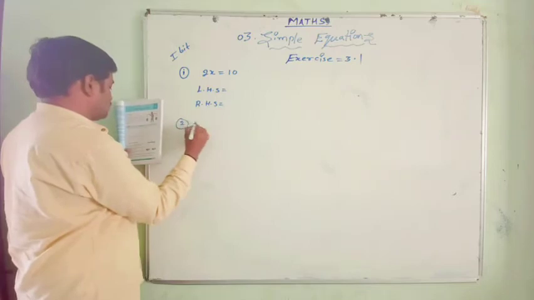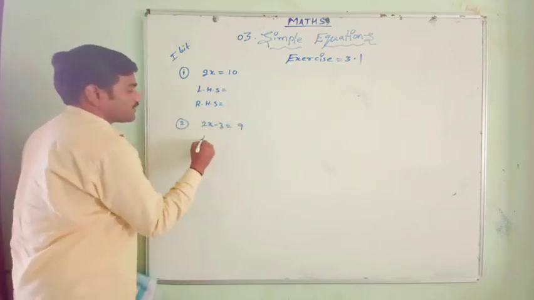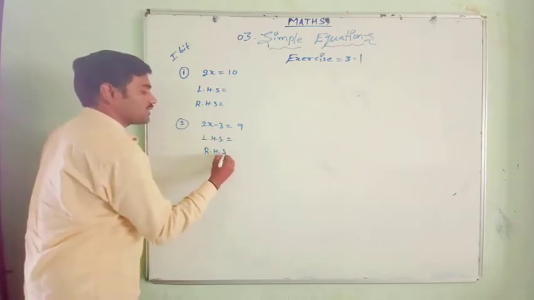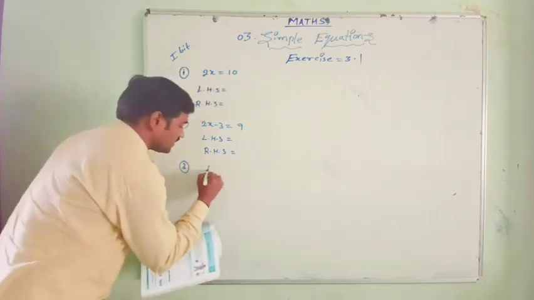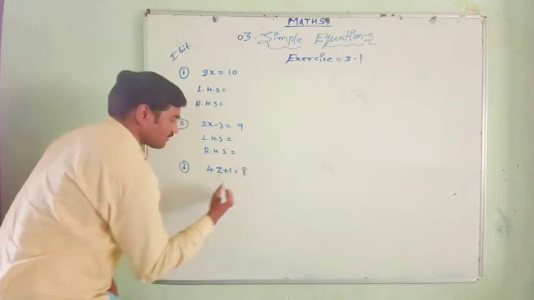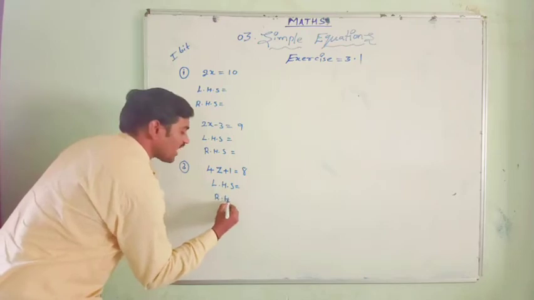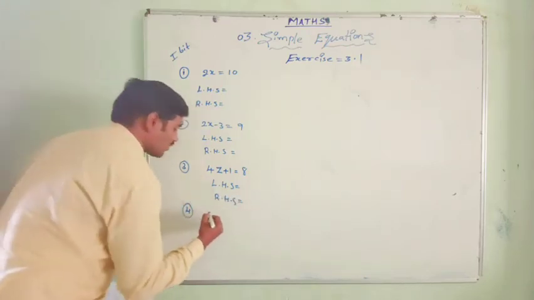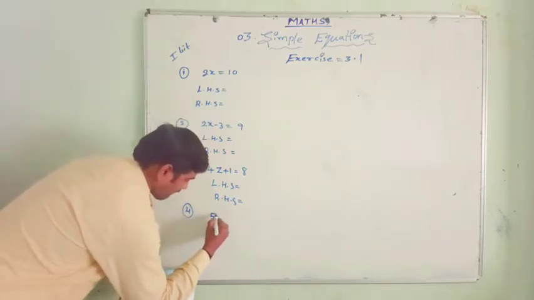Okay, let me write the second question. I will write all the questions first. 2x minus 3 equal to 9. Here we have to write LHS and we have to write RHS. And the third question. Till that time you try to do what is LHS and what is RHS here. You try to just write any notes before I complete these questions. Let us see, will you do it right or wrong?